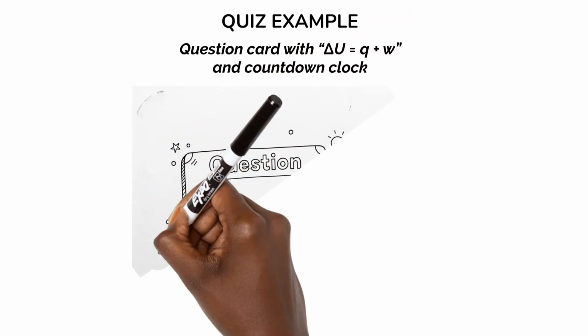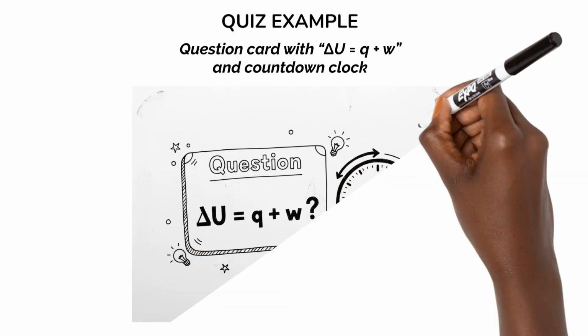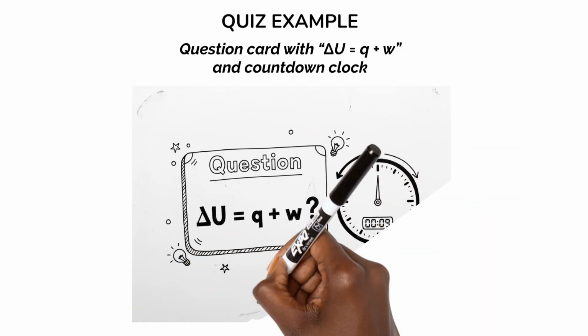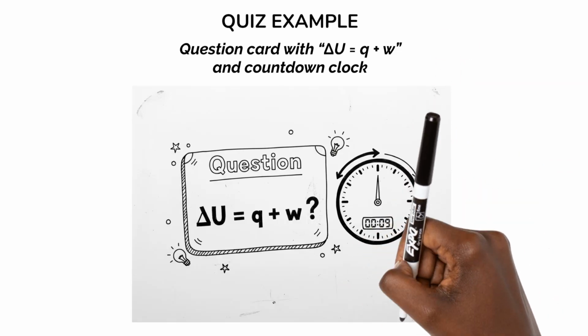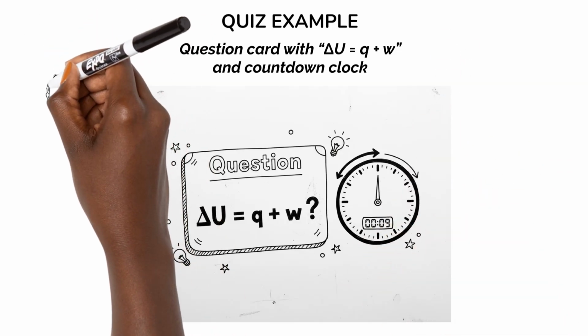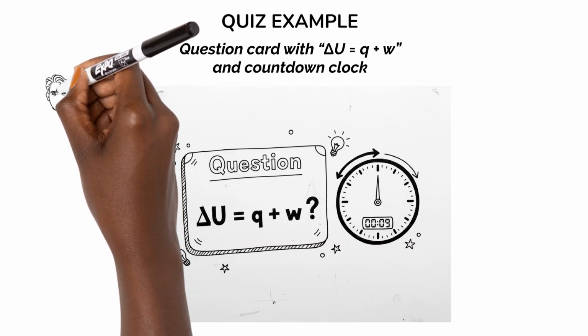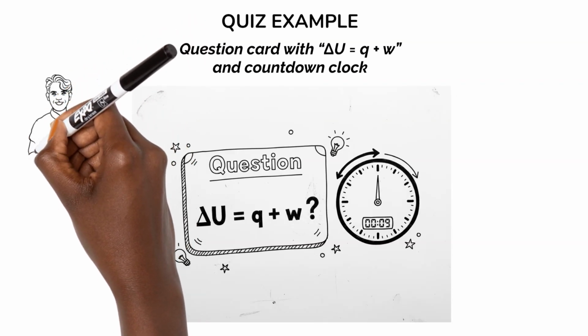Pop quiz. You add 200 joules of heat to a sealed cylinder. The gas inside does 50 joules of work pushing a piston. According to the first law, what is the change in internal energy, delta U? Pause the video if you want a moment.